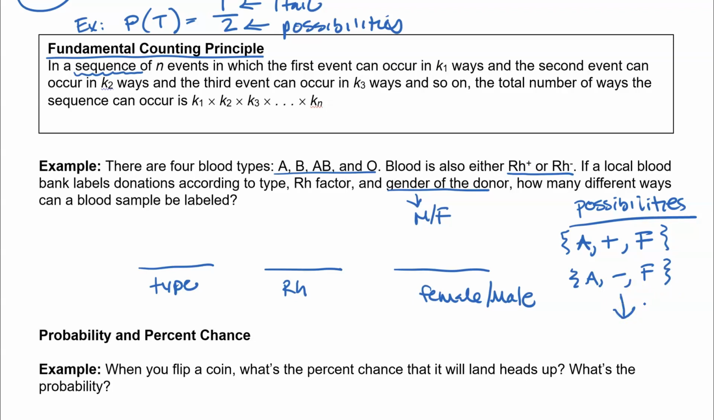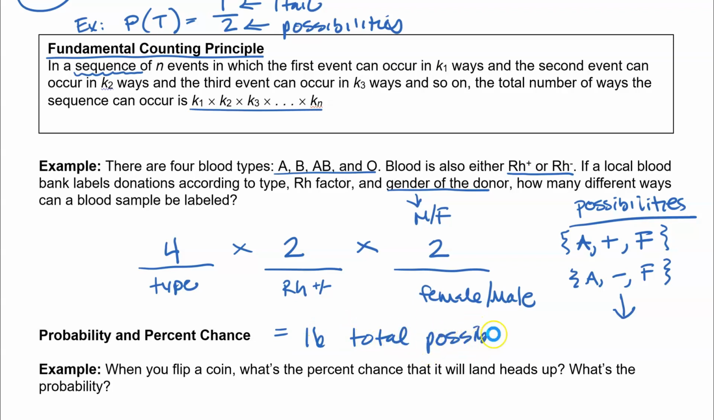Now, it's certainly possible to list all of them, but sometimes it's easier to use what's called the fundamental counting principle. And what this says is we can go through each one, and identify how many possibilities for each different description. So there are 4 different blood types, there are 2 different Rh factors, so positive or negative, and there are 2 different options, male or female. And then we can multiply those together. So that's what the fundamental counting principle just says, that we can multiply the number of ways each one can occur, and that's going to give us the total possibilities. So 4 times 2 times 2 equals 16 total possibilities.